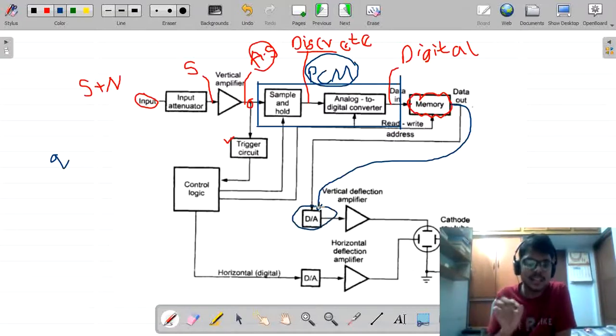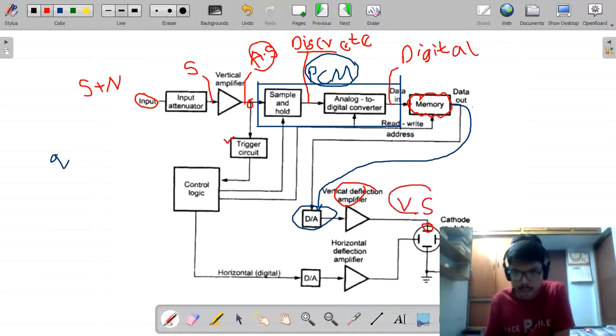Means this digital to analog converter will do the reverse operation. Now this digital signal is converted into an analog signal by using a digital to analog converter. Now it is given to the vertical deflection amplifier, and it is given to the vertical plates. So from here the vertical signal has arrived at this moment.